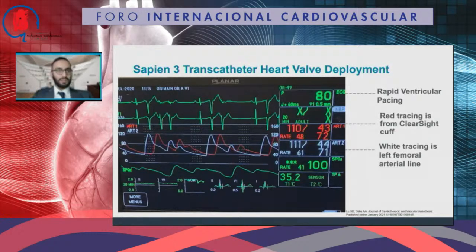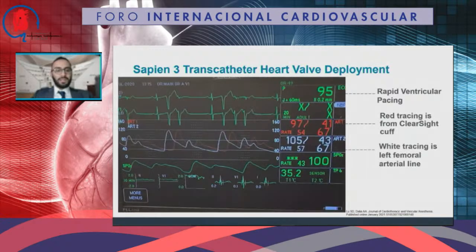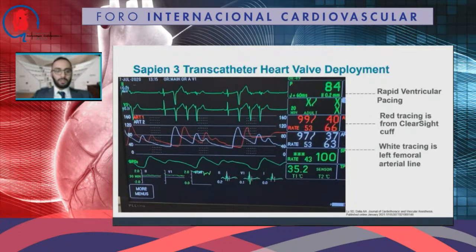And so I'll play this video for you here. You can see here that we're about to rapidly ventricularly pace. We have our red tracing, which is the ClearSight, and our white tracing, which is a femoral arterial line. Here we have the V pacing capture. We're pacing at 180, and we have close to valve deployment. We'll see our valve being deployed here shortly.